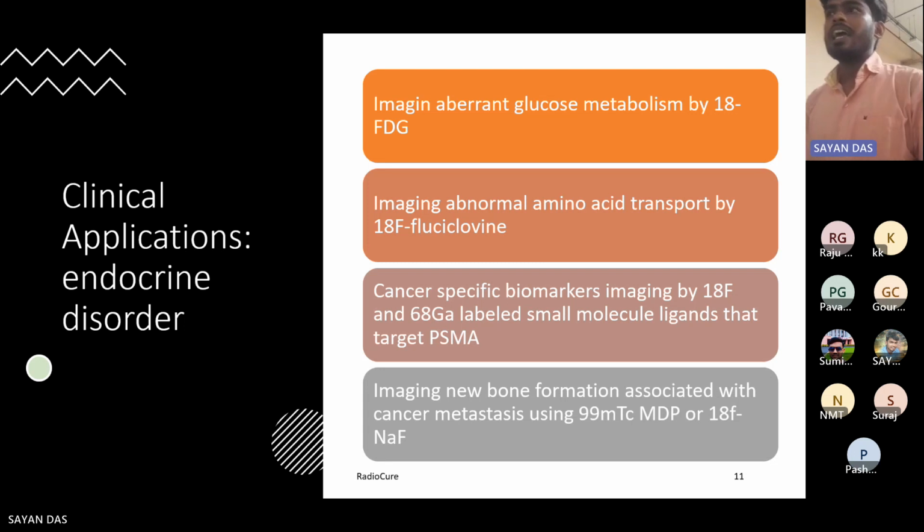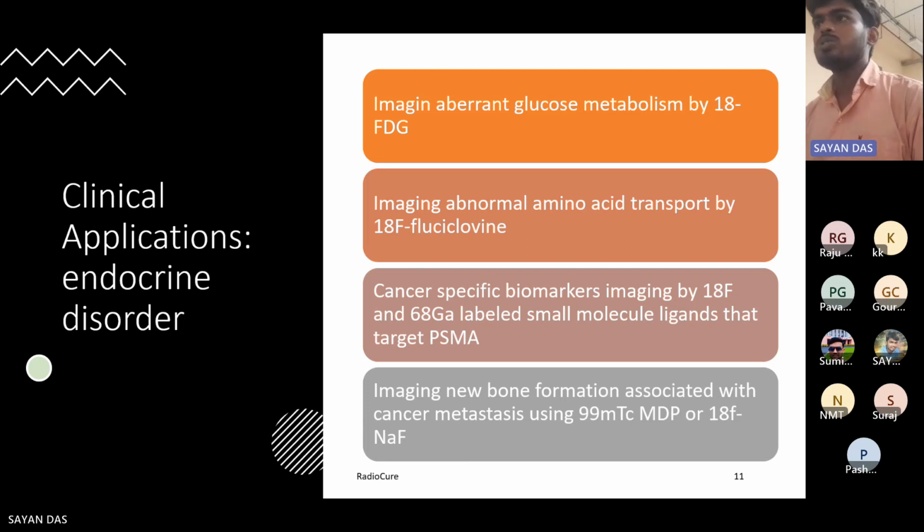So imaging aberrant glucose metabolism, we can image by 18F FDG. We can image how the glucose metabolism is working in our body by 18F fluorodeoxyglucose, and we can image amino acid transport by 18F fluciclovine, which is particularly used to see amino acid transport that cannot be seen by CT or MRI.